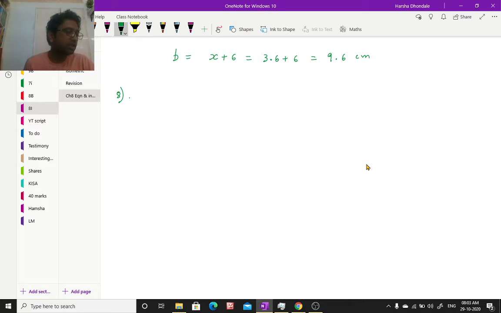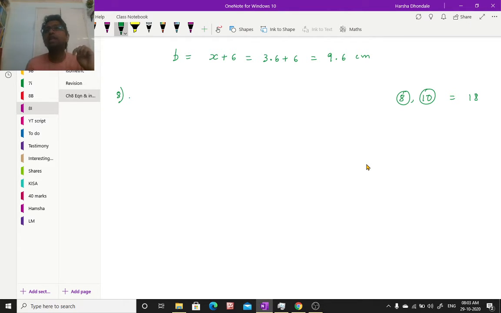Problem 8: the sum of two consecutive even numbers is 226. What are those numbers? So I'll just write two consecutive even numbers. If I take my first even number as 8, the next even number will be 10. So there are two consecutive even numbers, and you add them, you'll get 226. Here, if I add 8 and 10, I get 18. So obviously these two are not the answers.